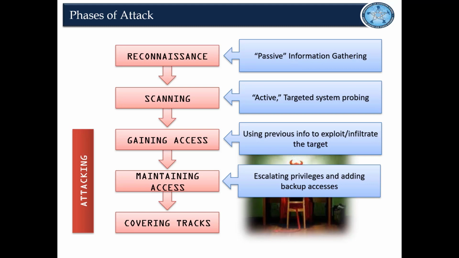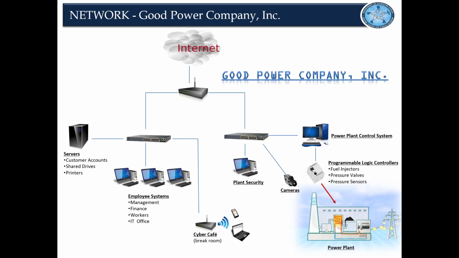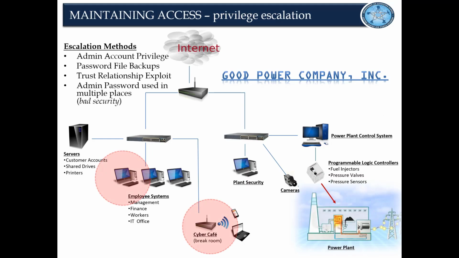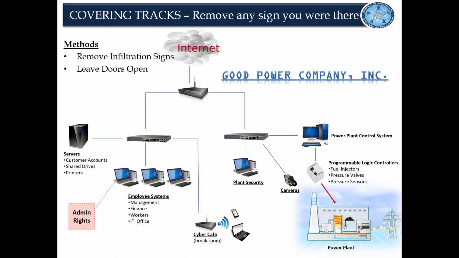Now that we're in, we've exploited our target, we've escalated our privileges and added backup access points. Now we're into how do we cover our tracks. Our good power company, our network infrastructure. We talked about maintaining access and privilege escalation on these two particular systems because they happen to be pretty easy to get to. Now, how do we cover our tracks?